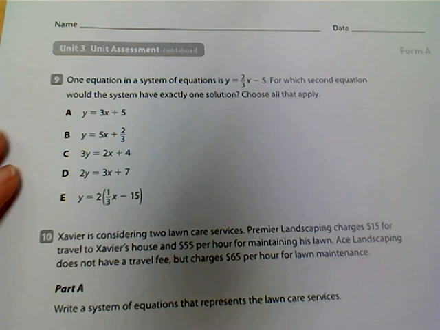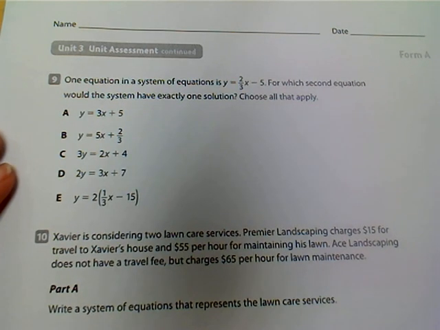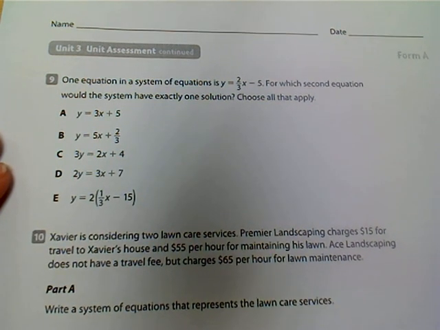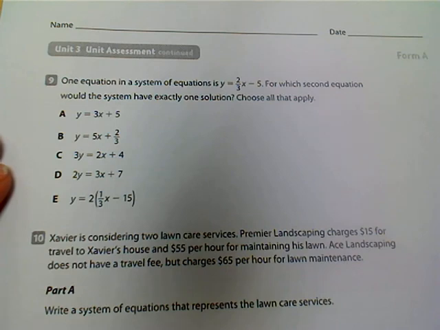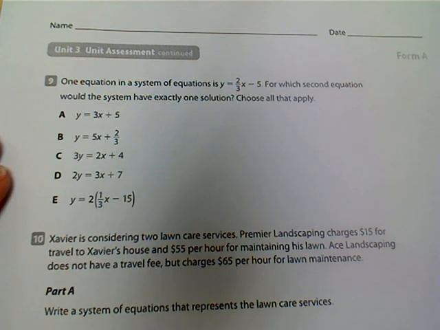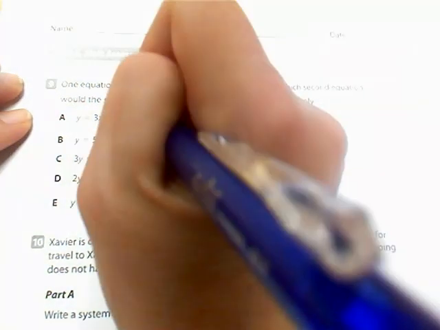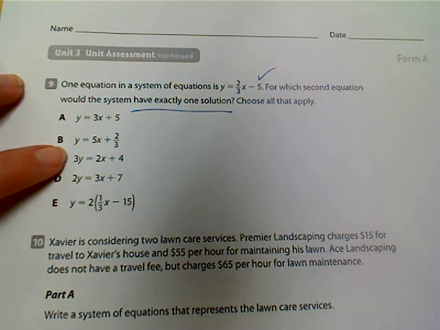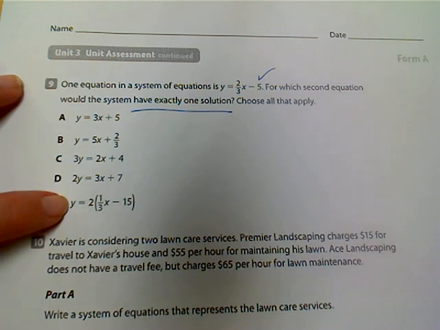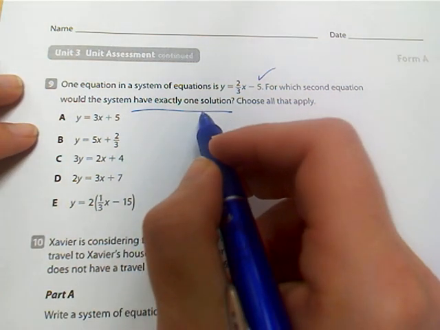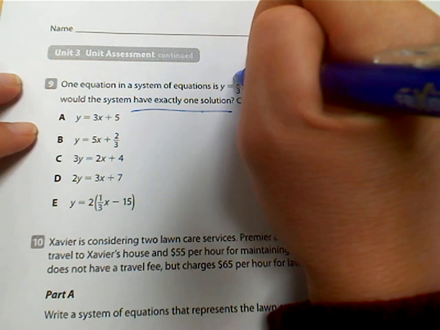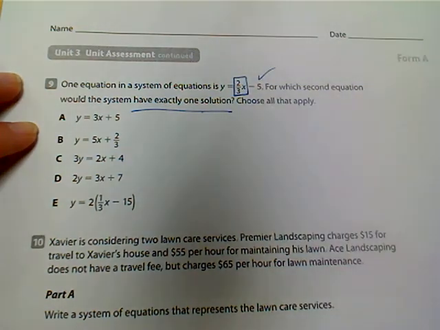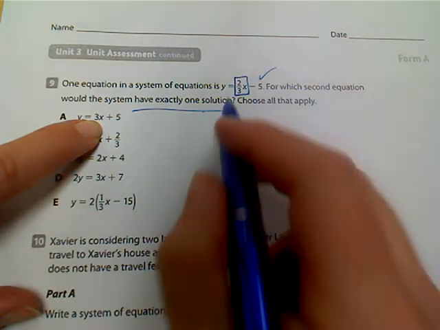9. One equation in a system of equations is y equals 2 over 3x minus 5. For which second equation would this system have exactly one solution? All right, so this one's in slope-intercept form. I need one solution. So some of them are in slope-intercept form, some of them are not. So to be exactly one solution, I'm just going to look at the slope. The slopes have to be different. Let's see, that's a 3, that's 2/3.